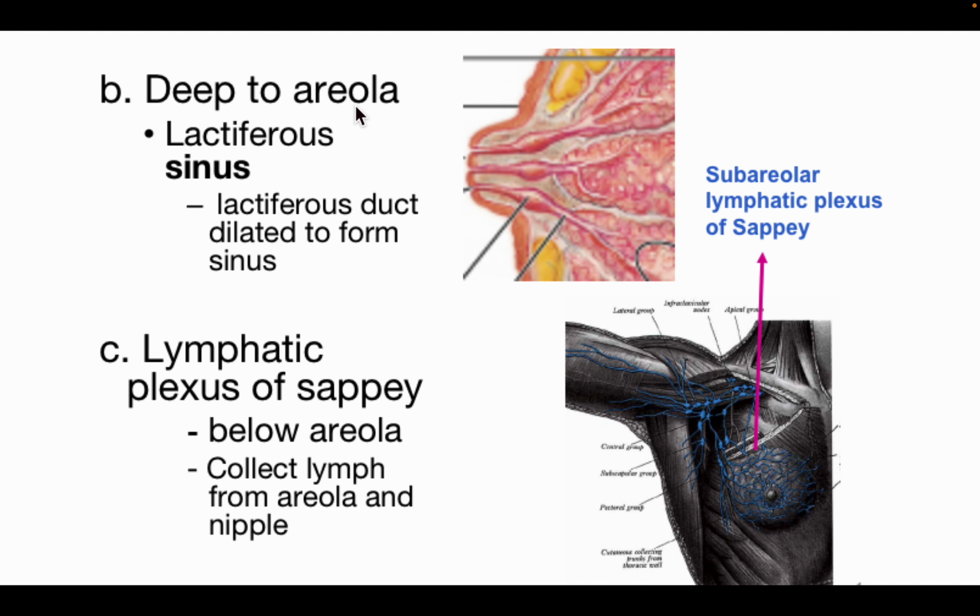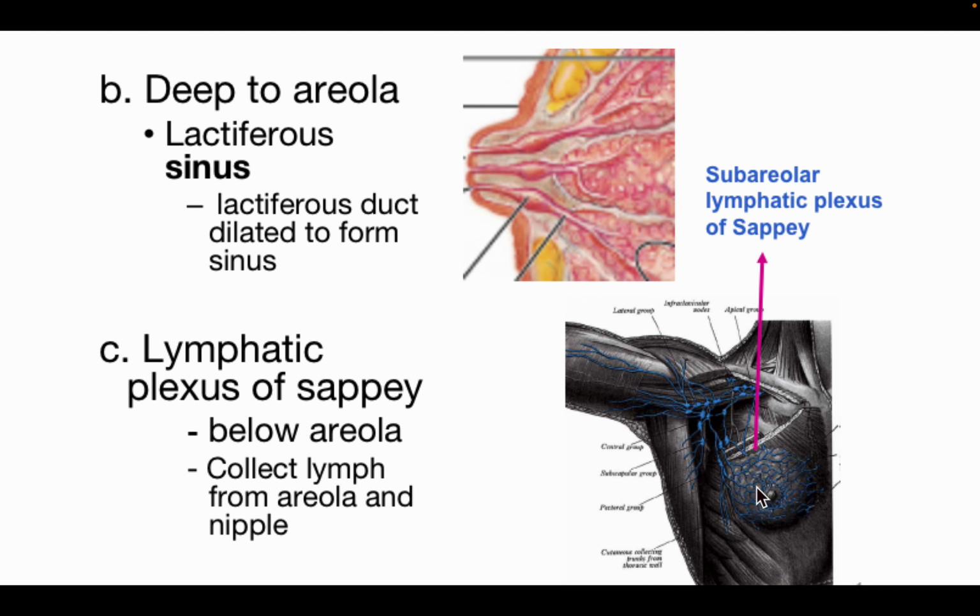Now deep to the areolar area, there are the lactiferous sinuses. See here, this is known as the lactiferous sinus. The lactiferous sinus is nothing but a dilatation, right? So the lactiferous duct is dilated to form a lactiferous sinus.